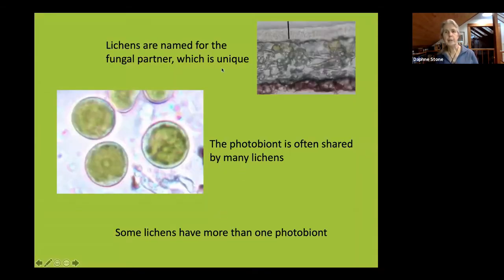Another really important thing to remember is that lichens are named for the fungal partner, which is unique. In other words, each fungus making a lichen is a different species. The photobiont is often shared by many lichens. For instance, in the Willamette Valley here, if you look at the lichens growing on oak trees, almost all of them have the exact same photobiont. So it's clear that we wouldn't be able to name the lichen after the photobiont. On top of that, some lichens have more than one photobiont.